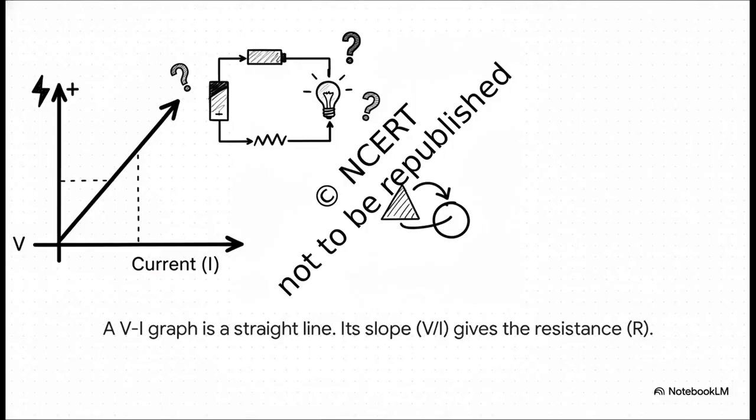Now, a great way to see Ohm's law in action is with a graph. If you plot voltage on the y-axis and current on the x-axis, for a conductor that follows Ohm's law, you get a perfect straight line that goes through the origin. And what's really useful is the slope of this line. The slope, which is V divided by I, gives you the resistance R. So a steeper line means a higher resistance. This is a very common question in exams, so please pay close attention to this graph.